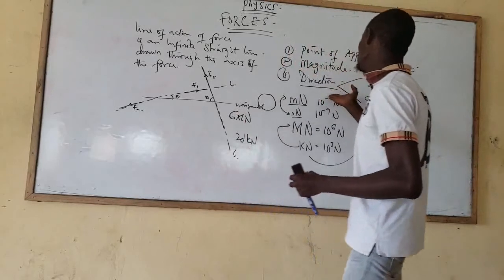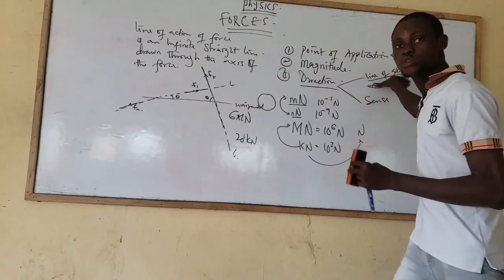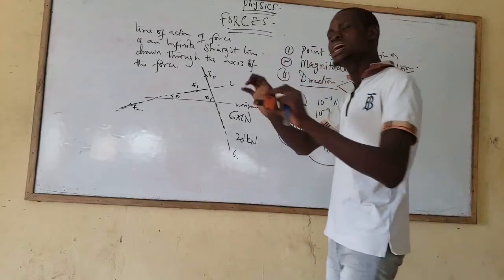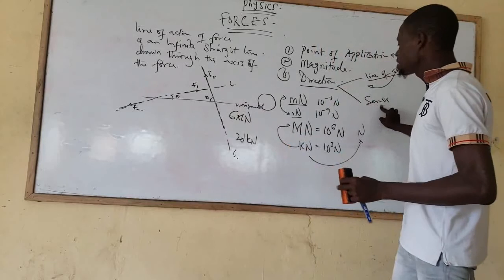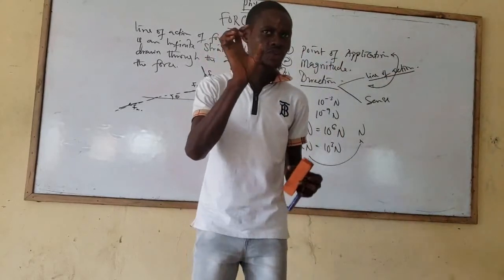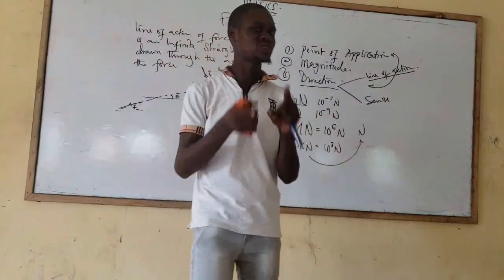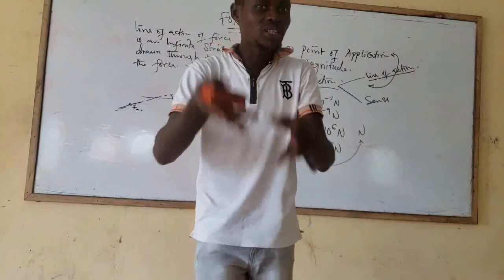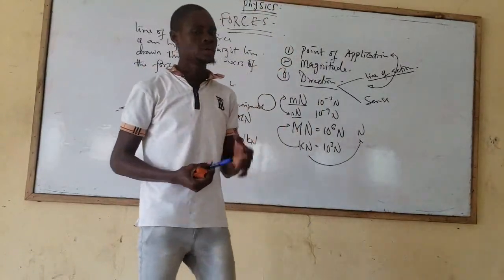Also, we talk about the direction, which is characterized by the line of action of the force. That means every force must have a single line of action and a sense of action. The sense simply shows us the direction at which the force is acting, while the line of action explains to us on which axis the force is moving.